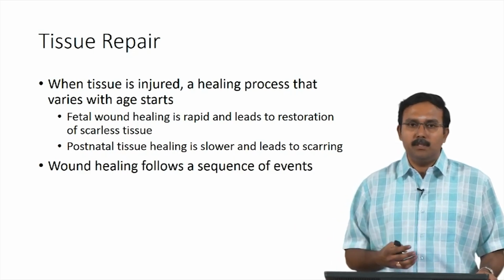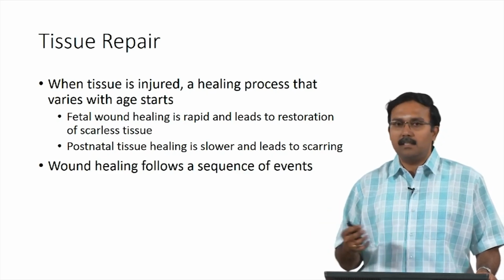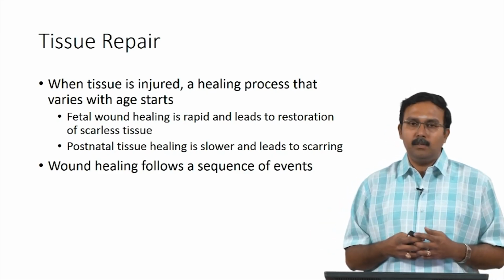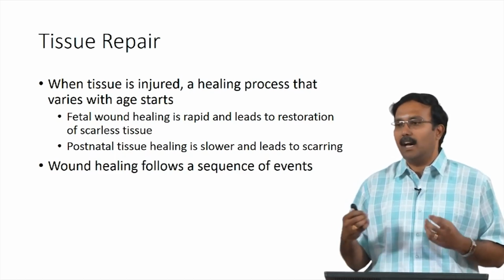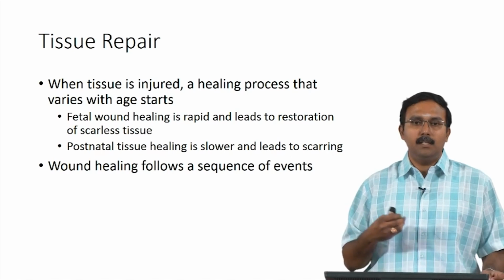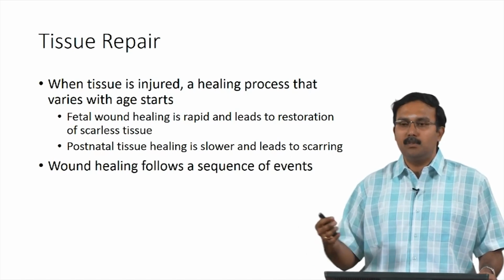When a tissue is injured, the healing process, which usually varies with age, starts. There are two types of healing. You have fetal wound healing, which is rapid and leads to restoration of scarless tissue, and you have postnatal healing, which is slower and also leads to scarring.